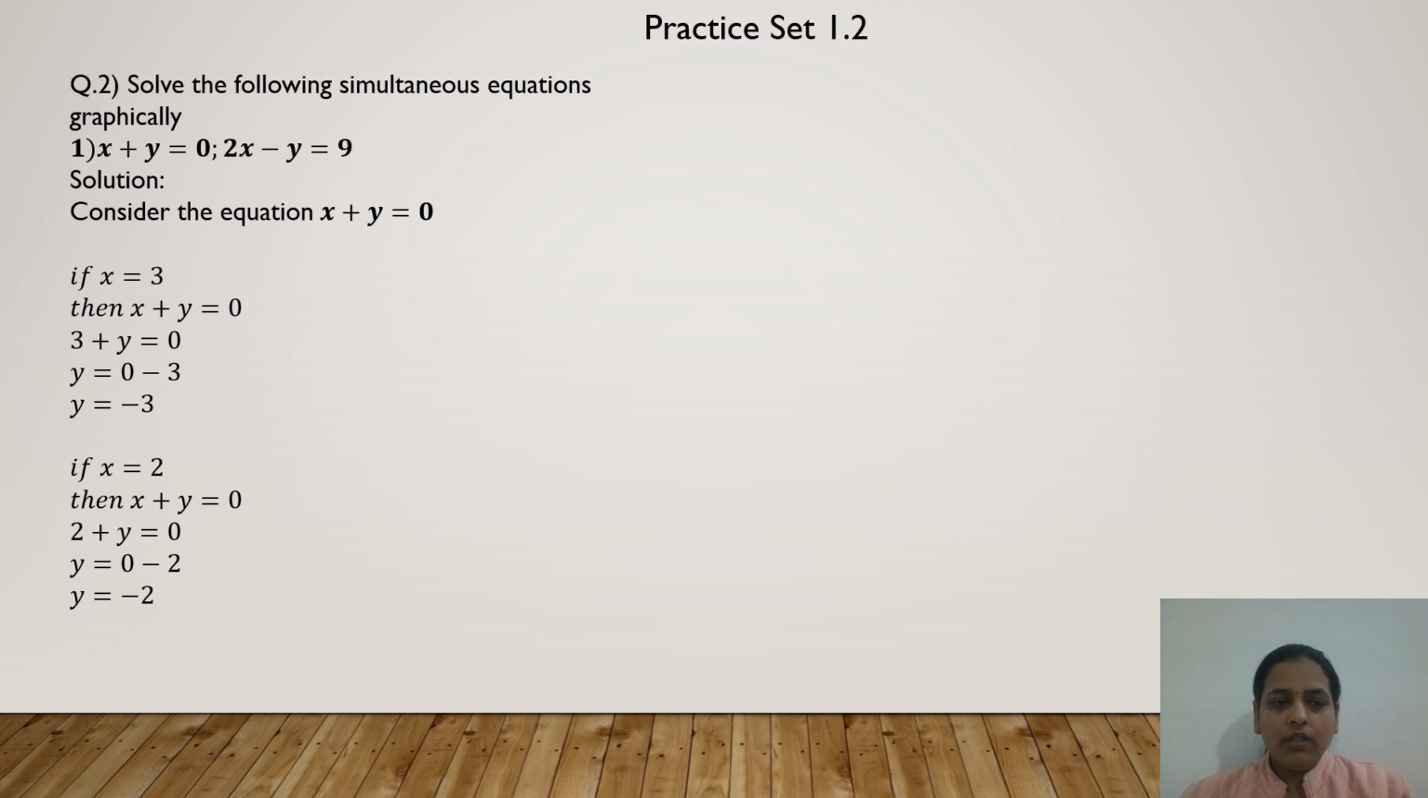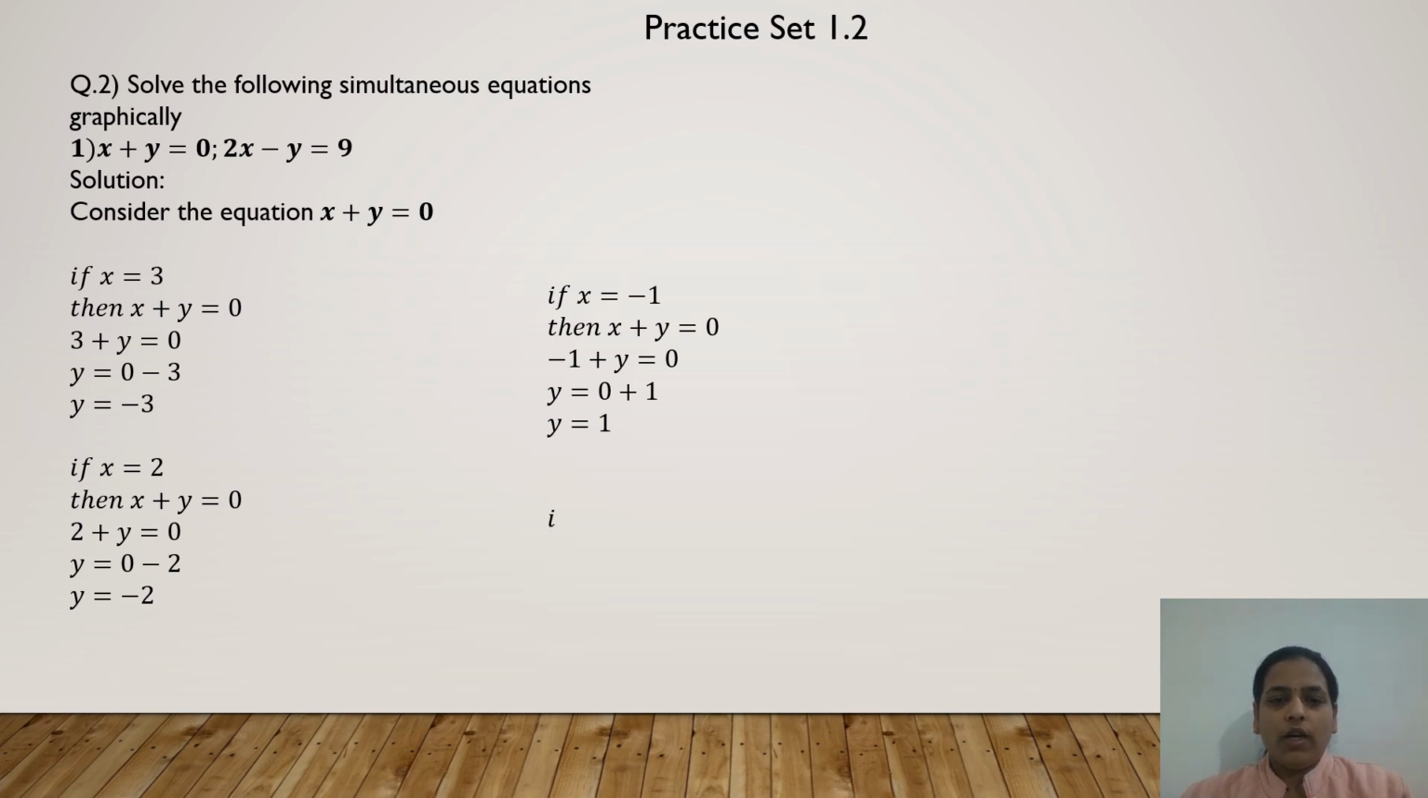Next, if x is equal to minus 1, then put this value in the given equation, x plus y is equal to 0. So minus 1 plus y is equal to 0. y is equal to 0 plus 1. Why? Because minus 1 was on the left side in the previous step, after changing the side it becomes plus 1. So y is equal to 1.